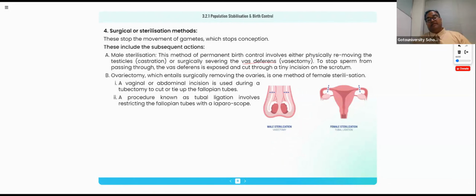If the vas deferens is cut and then tied appropriately, that is a permanent sterilization process or permanent contraceptive device application process. In this, the sperm will not reach the fallopian tube at any instant, even though the copulation is happening.